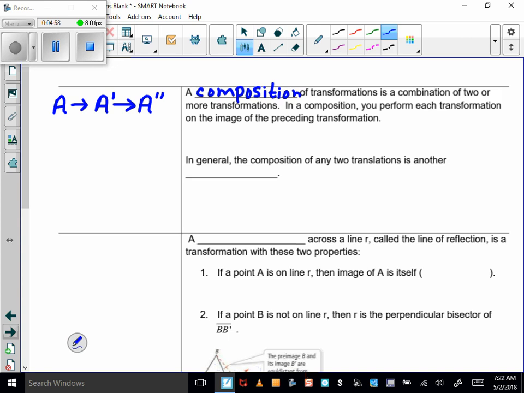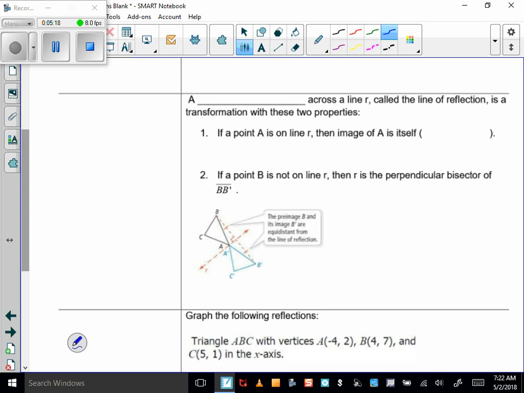In general, the composition of any two translations is just another translation, right? If I shift a figure twice, then I could have written just one translation for the total move. So a composition of translations is just another translation. So that's it for translations. Let's talk about reflections.